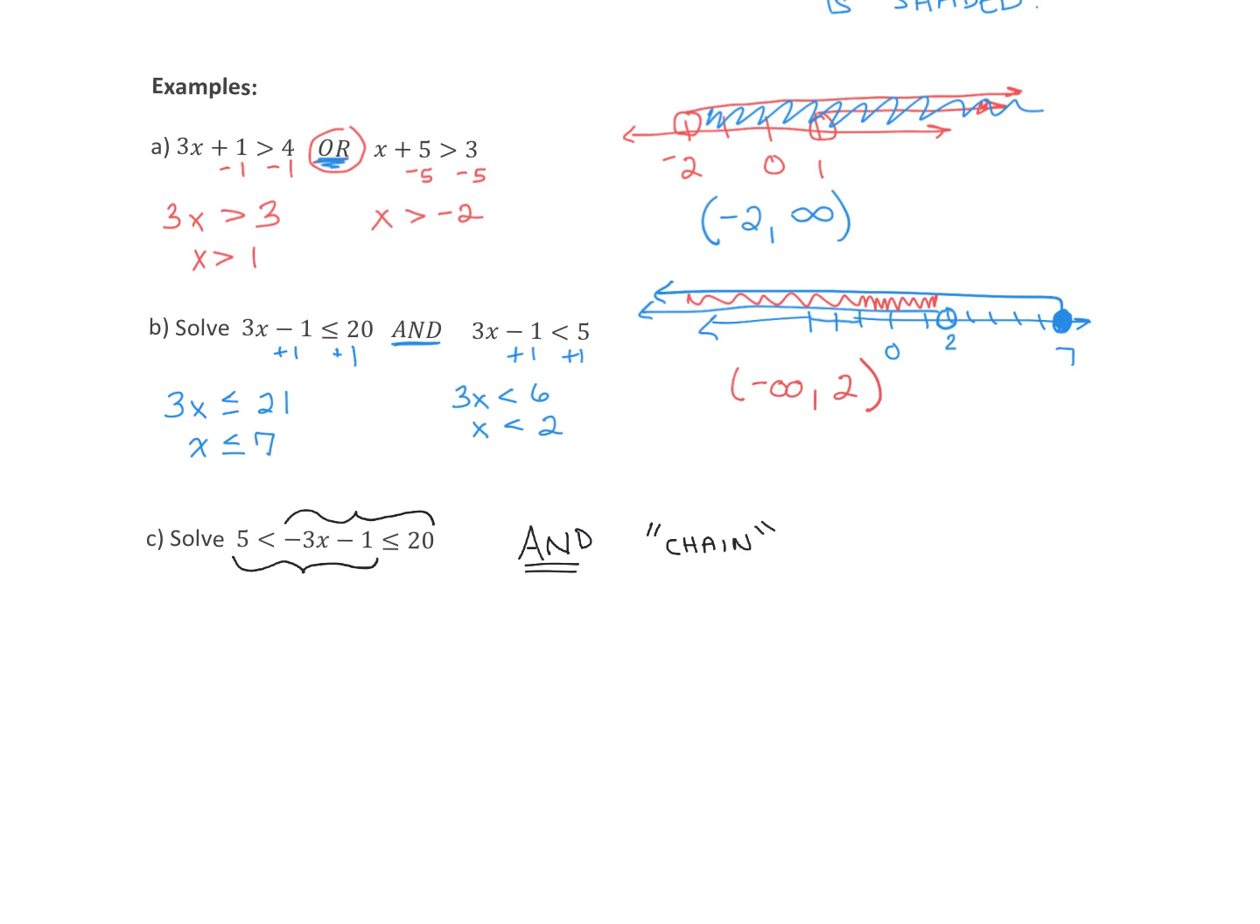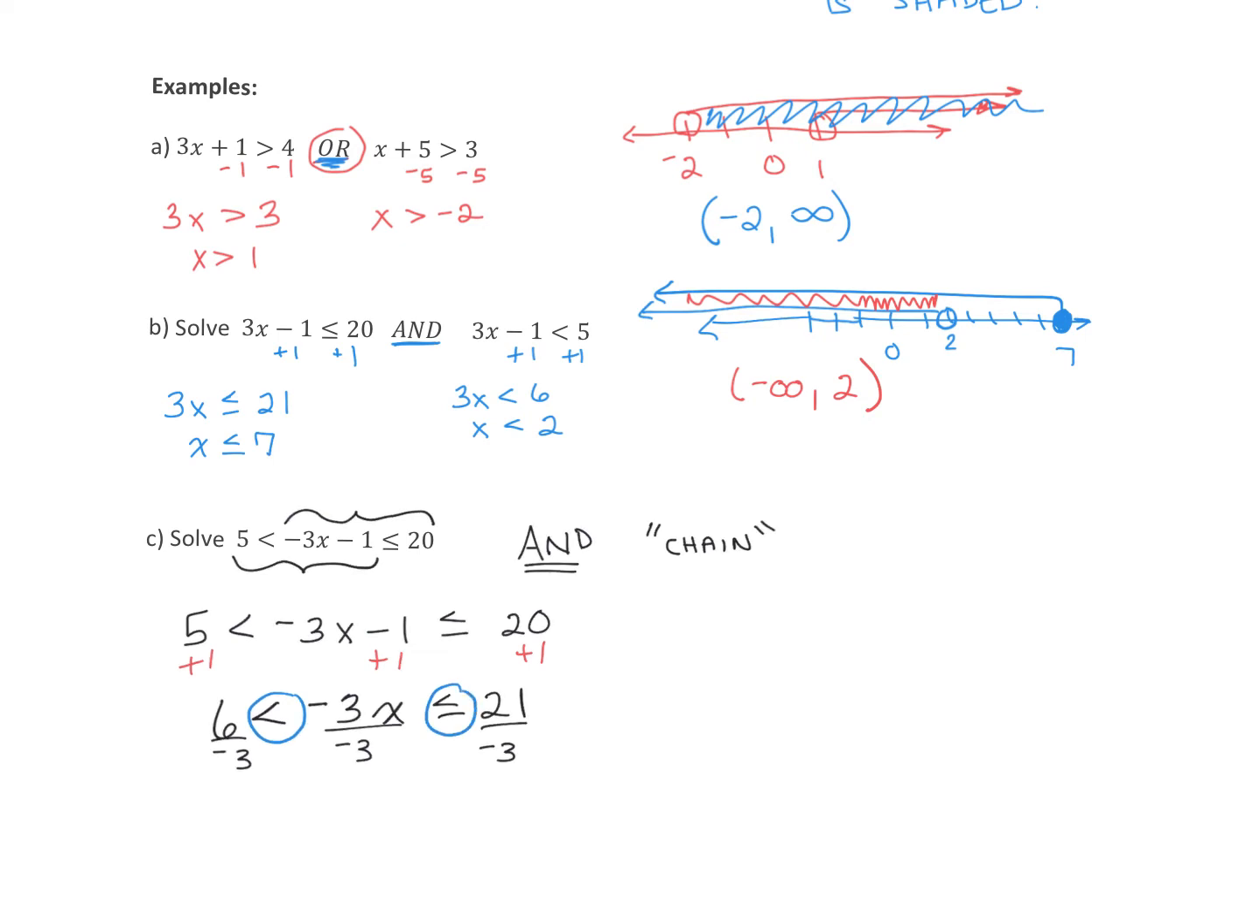Now the nice thing about the chain of inequalities is we can just treat it like an equation, but rather than subtracting 1 or adding 1 to each side, we have to do it to each piece of the inequality. So in this particular case, I'm going to add 1 to each piece of the inequality. That's going to give me 6 is less than 3x is less than or equal to 21. I'm going to divide through by negative 3. Now, I'm dividing by a negative, so I have to remember to switch the direction of these signs.